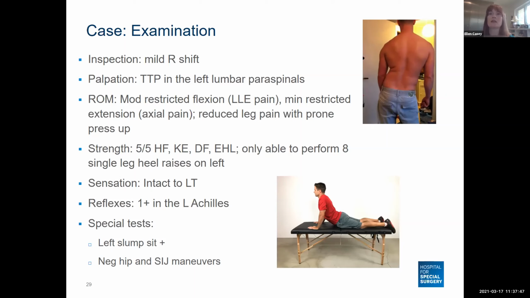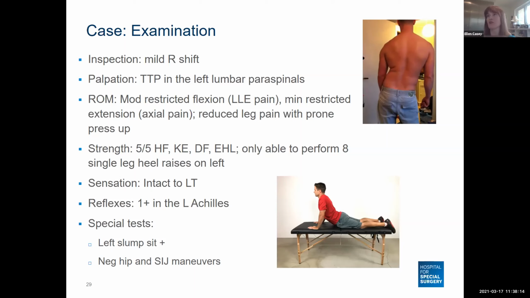For the strength exam, he had full strength for hip flexion, knee extension, ankle dorsiflexion, and great toe extension. But again, this is a collegiate football player. When I asked him to do 10 heel raises, he could do that easily on the right. And by 8 on the left, he was fatiguing. And so, as you know, it's really hard to break plantar flexors in manual muscle testing. So a standing heel raise is a nice way to do that.